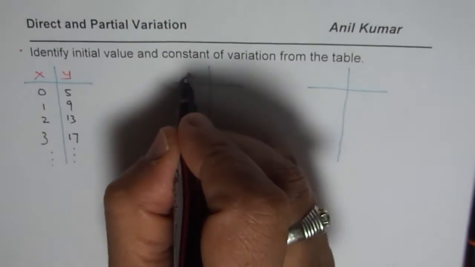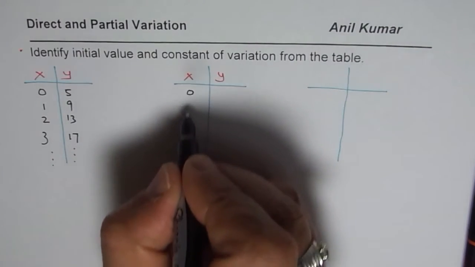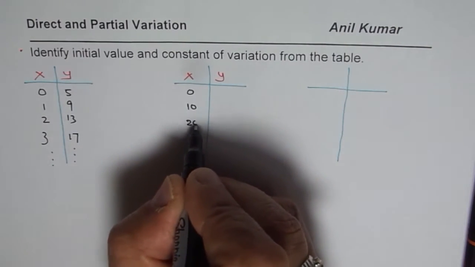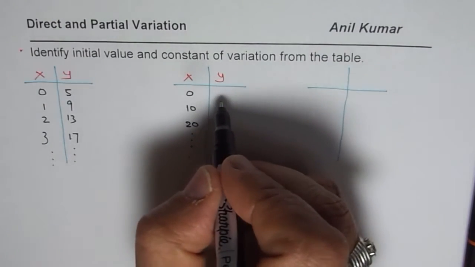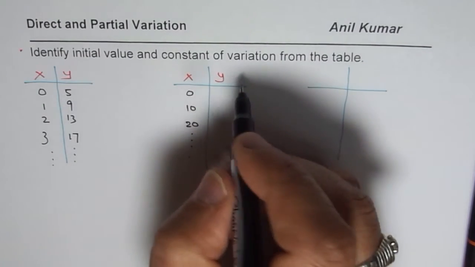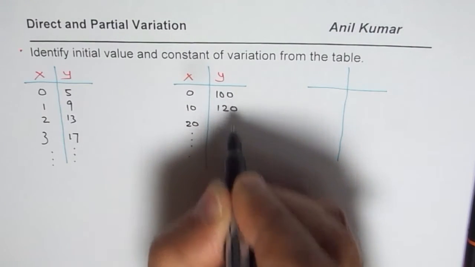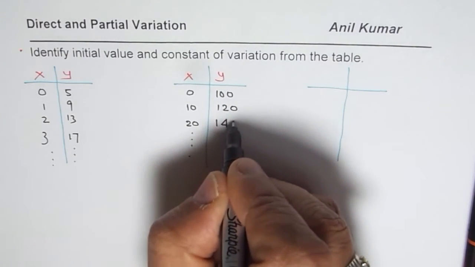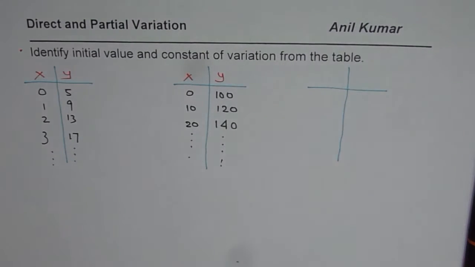Another set, let me take this time the values as 0, 10, 20, and so on. And let me take this value as, let us say 100, right? 120. So let's increase like this, right? And so on. So that is another set of values for us.